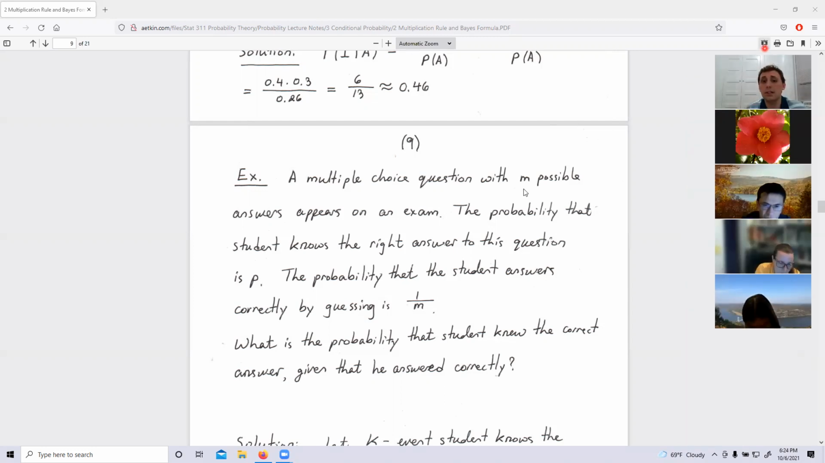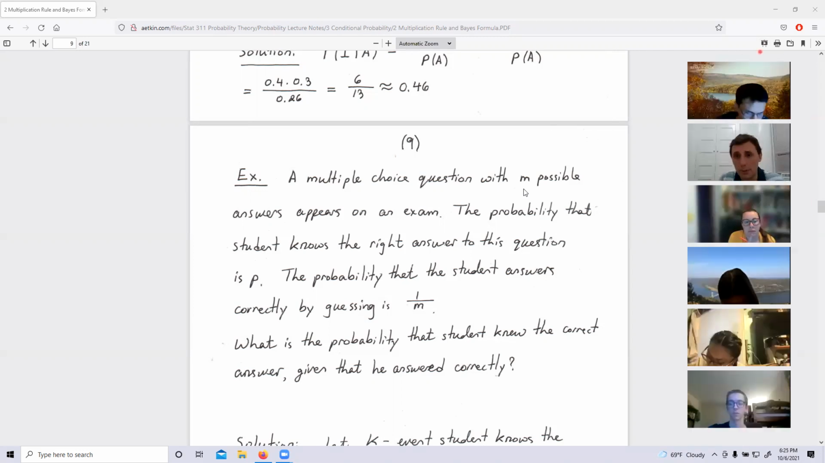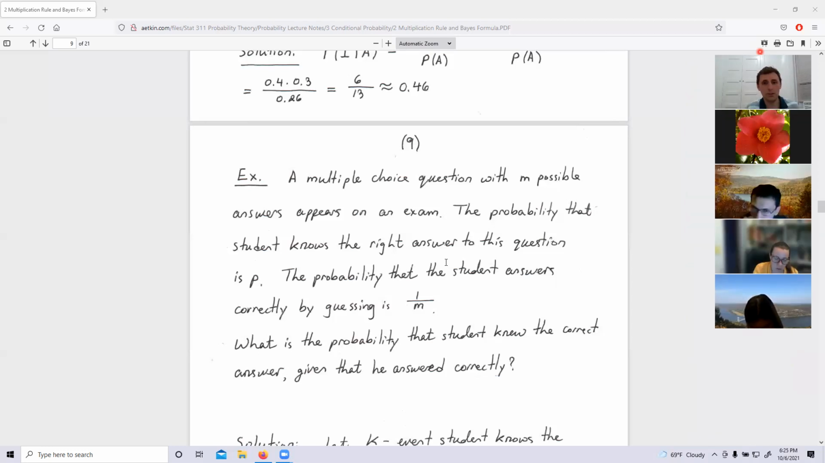Okay, so given that the question was answered correctly, what's the probability the student knew the answer? You understand? Because it could be that the person guessed it, it could be that the person answered it correctly, correct? So calculate.